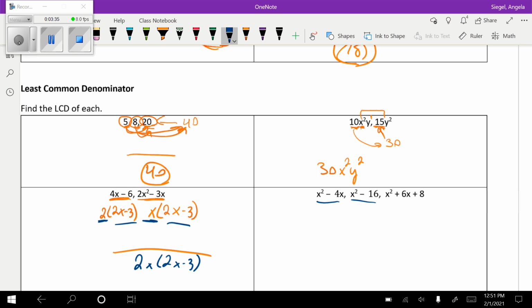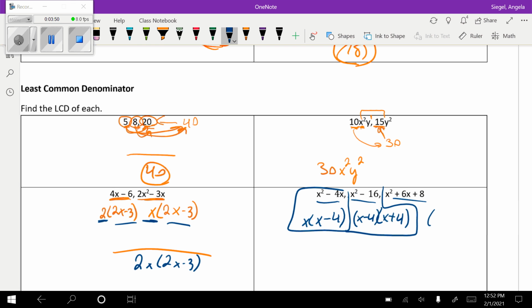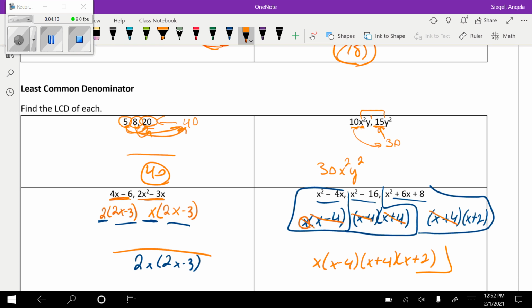So this one, let's go ahead and factor. So x and then x minus 4. This one is going to be x minus 4, x plus 4. And then this one is going to be x plus 4, x plus 2. Okay, so let's see. I need to account for that x. I have an x minus 4 showing up, so that takes care of all of that. I have an x plus 4 that I need to include. And I also have an x plus 2. So this whole thing would be my least common denominator.